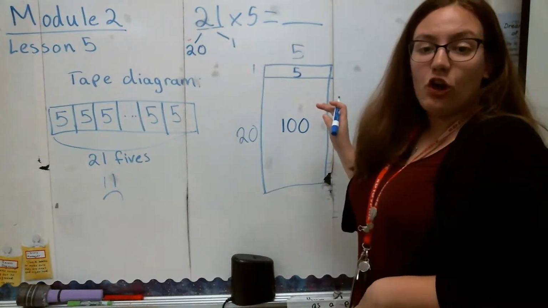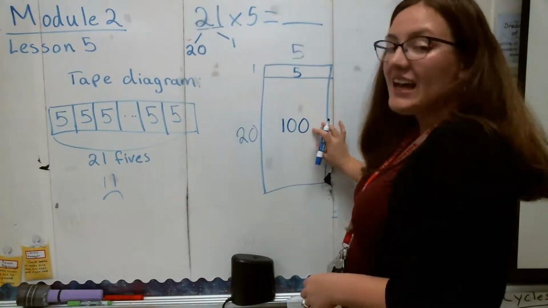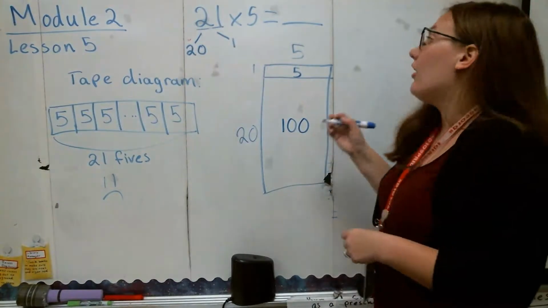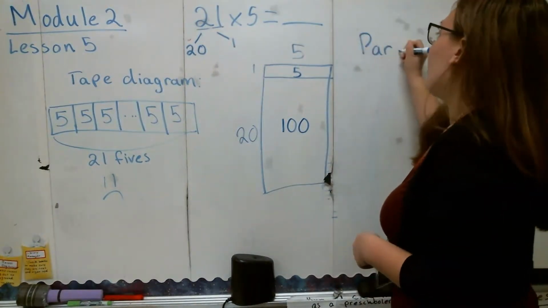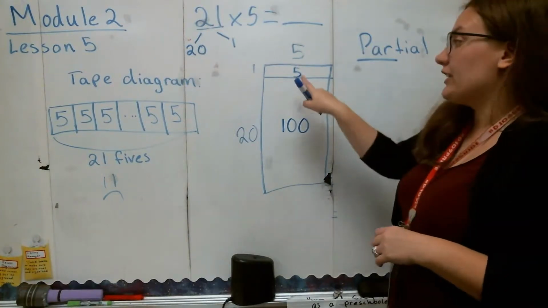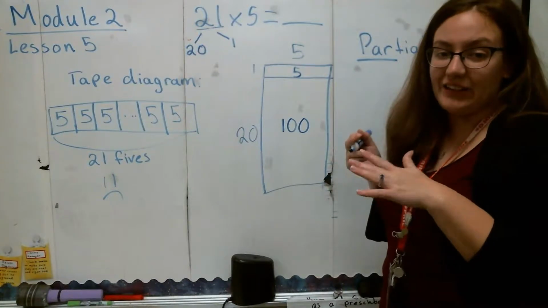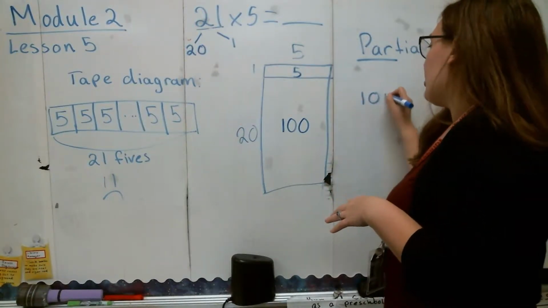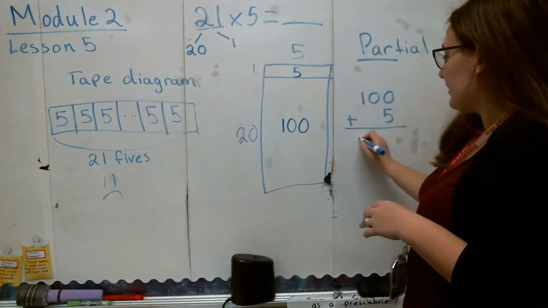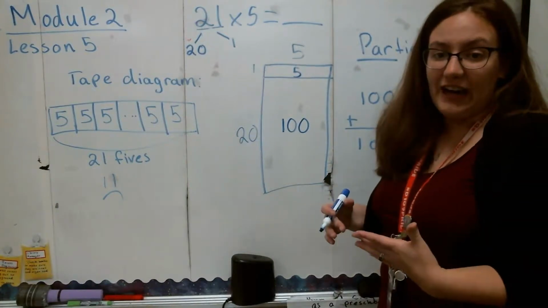Now, I have what is called partial products in these boxes. So this is a partial product, and this is a partial product. What I mean by that is that these are parts of my problem, because if you look at that word partial, it has the word parts in it. So these are parts of my answer. And I have to take these parts of my answers and put them together. So I will add 100 plus 5, and that gives me my final answer of 105.